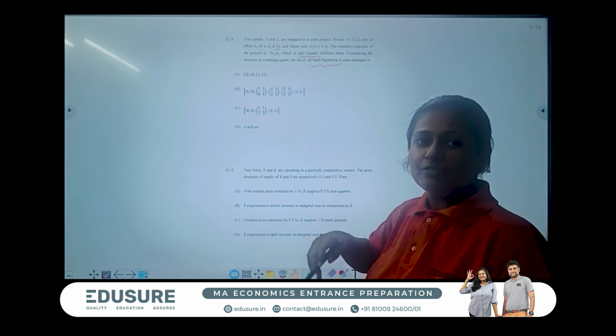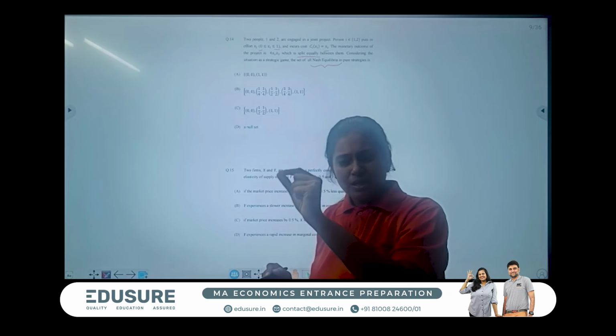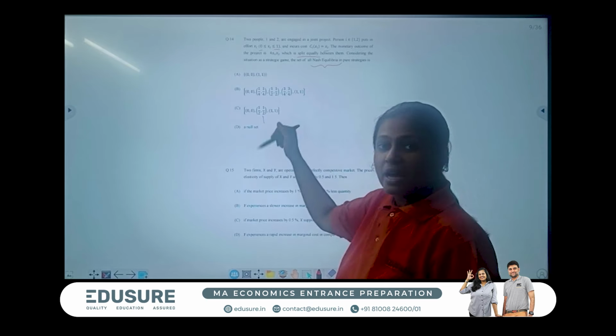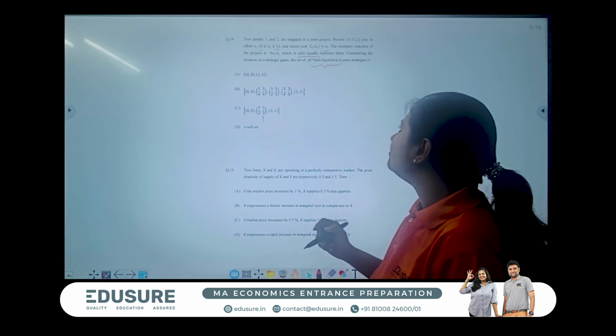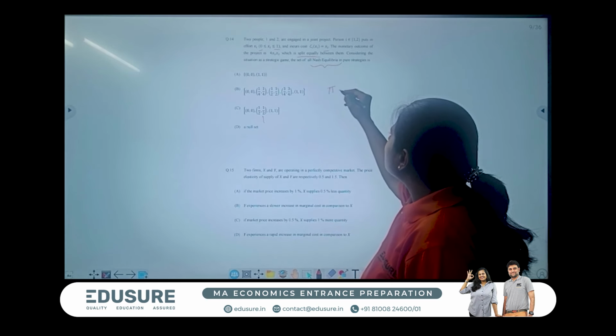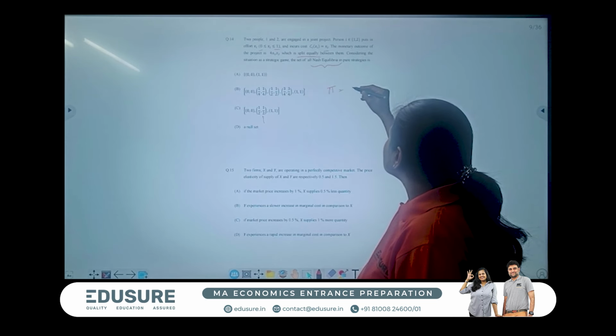Let me check for half. So Nash equilibrium basically means that if the other person does something, what's your best response? So if the other person chooses half, what is my best response is what I'm going to see here. So let me make the profit of each individual. The outcome of the project is 4x1x2.